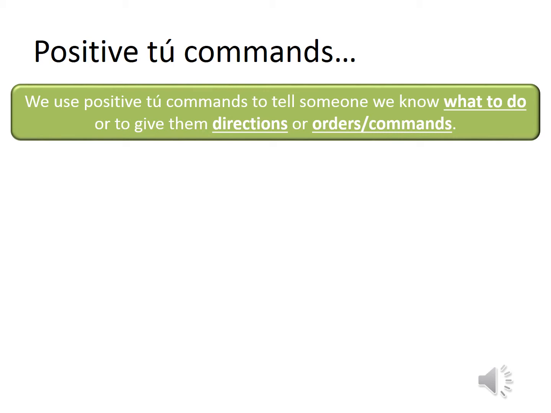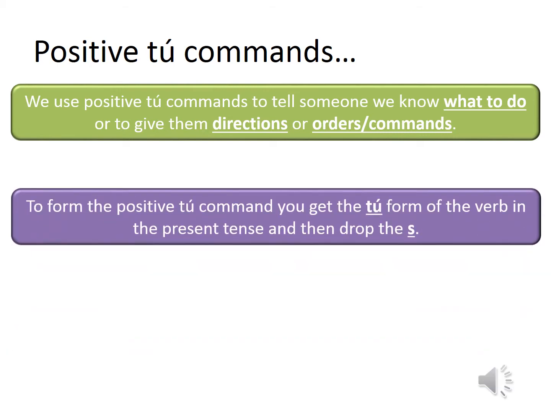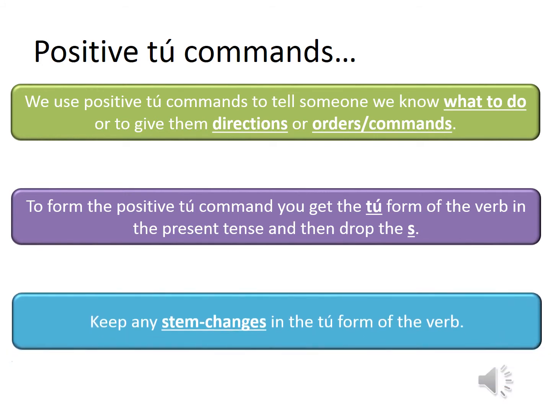To form our positive tú commands, the first thing you need to do is get the tú form of the verb in the present tense, and then you drop the s. You're going to keep any stem changes in the tú form of the verb. So if it's e to ie in the tú form, it's e to ie in the command form. This is essentially the usted, él, ella form of the verb as well.